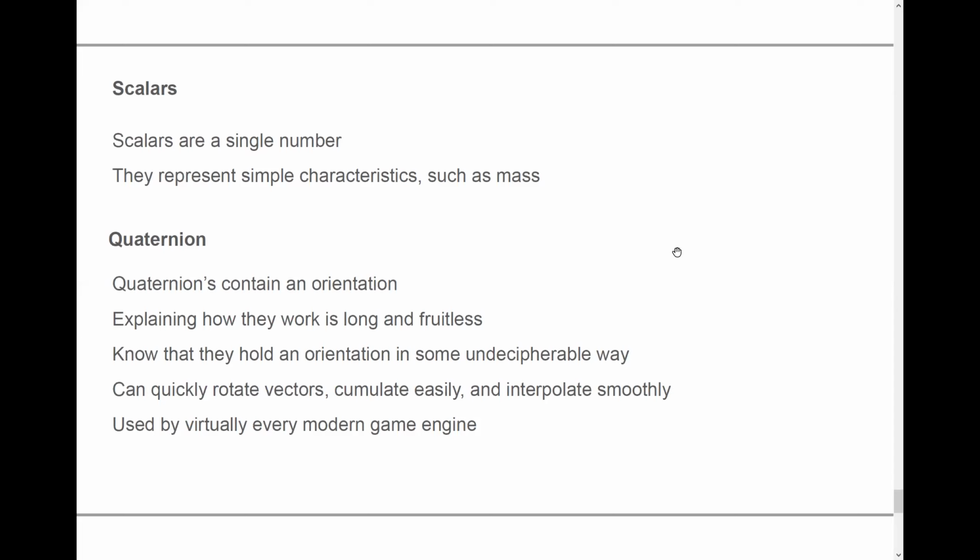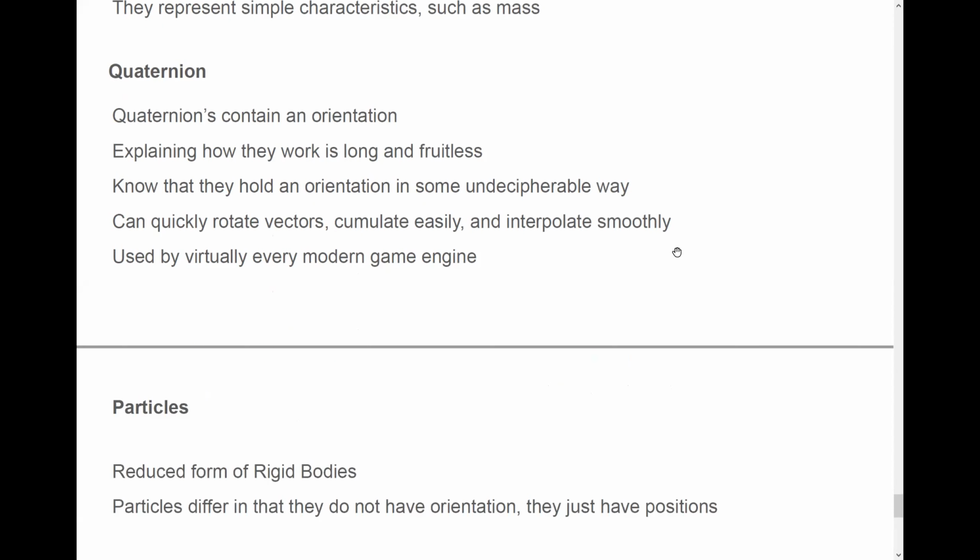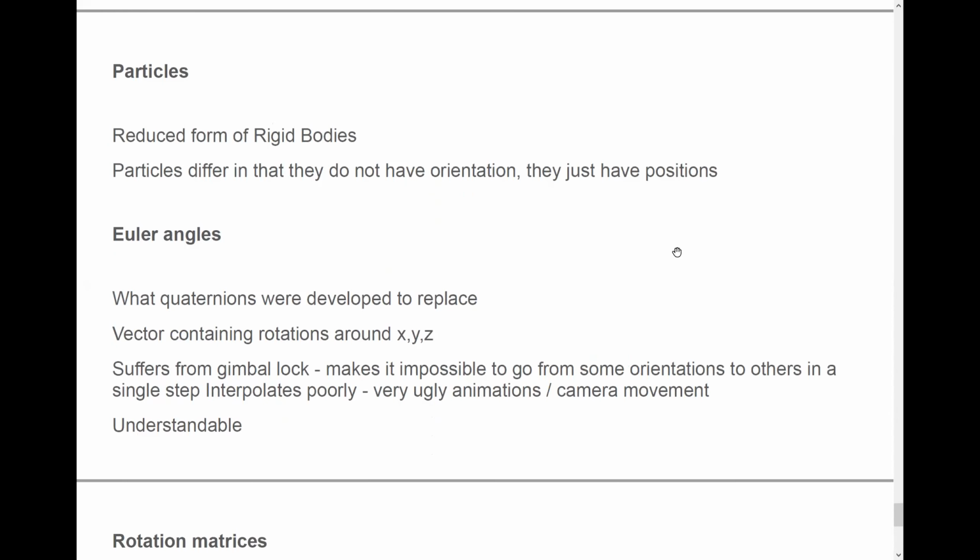Then when we look at scalars, this represents simple characteristics such as mass. Quaternions have an orientation and are mostly used in modern games. Particles are a reduced form of rigid bodies and they differ in two ways. One is having an orientation and the other is having a position. Then when it comes to Euler angles, these were developed to replace quaternions.